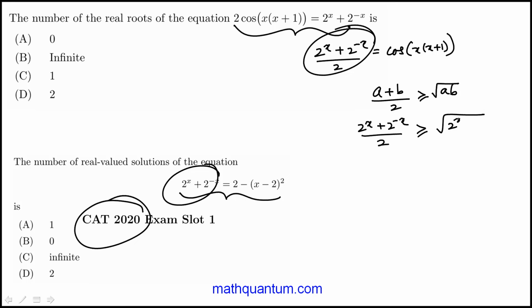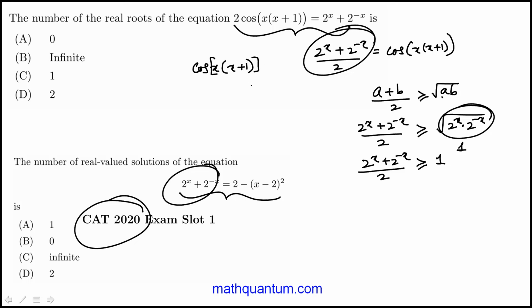you will find that a times b, which becomes the product of these two, that's just 1. That means it has to be greater than or equal to 1. Now notice here, if we isolate cosine of x times x plus 1, that becomes greater than or equal to 1. And we know that cosine is always less than or equal to 1, so the only option is when cosine of x times x plus 1 is equal to 1.